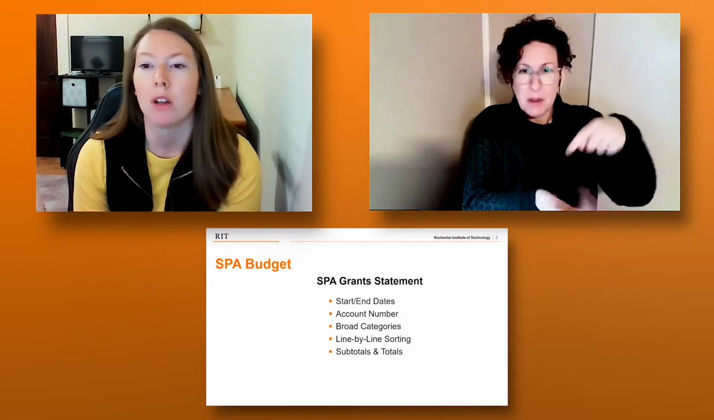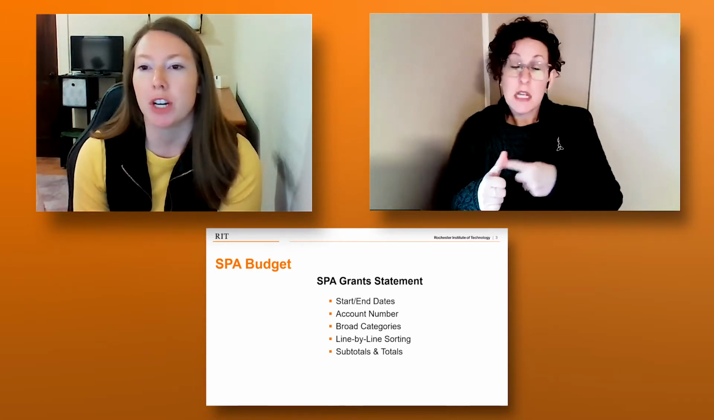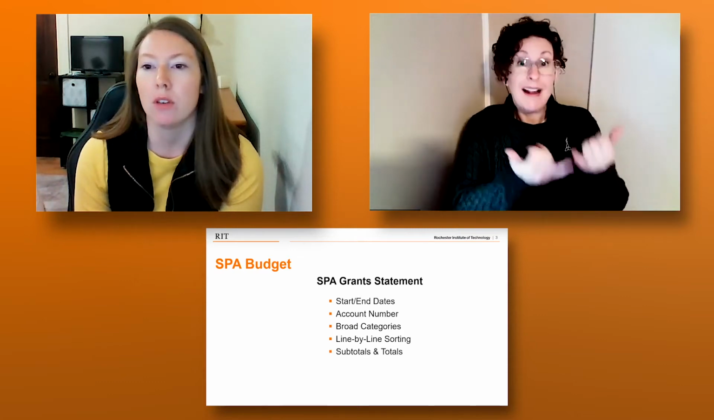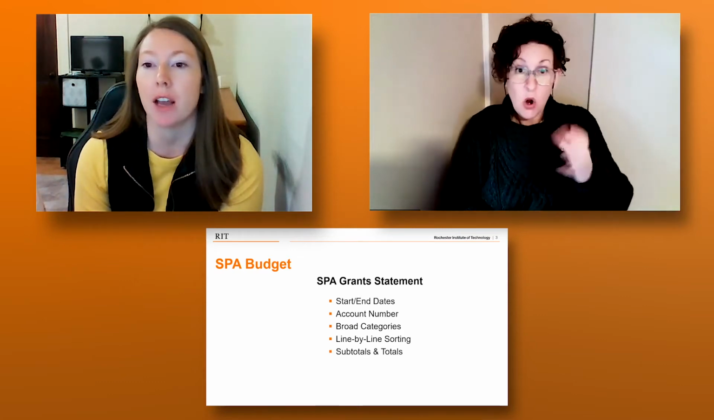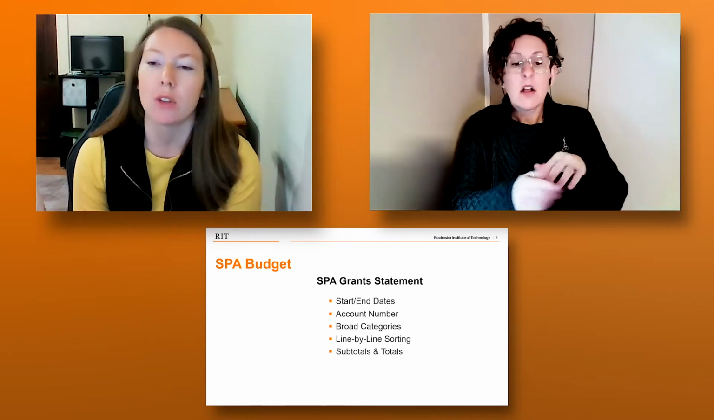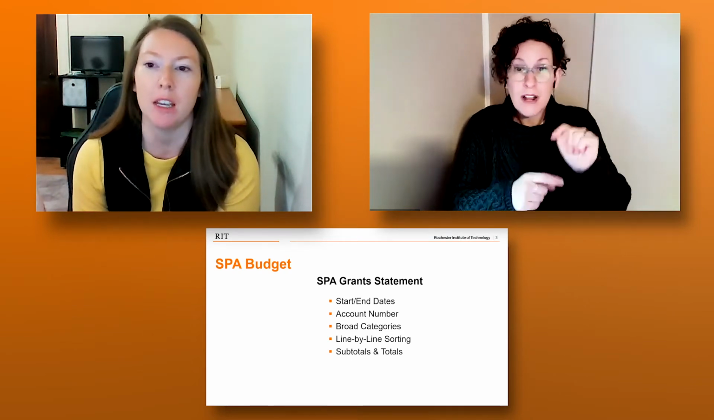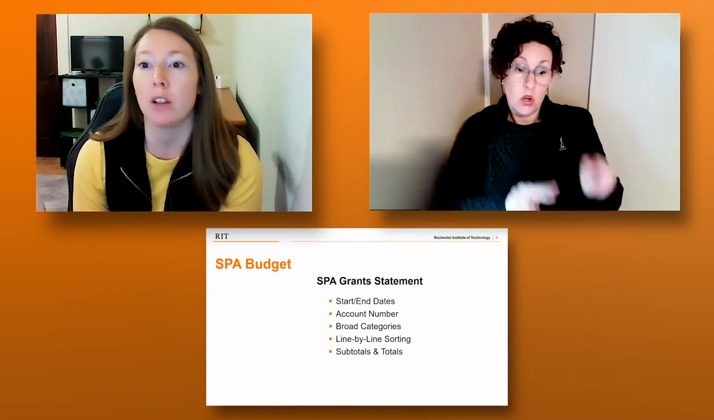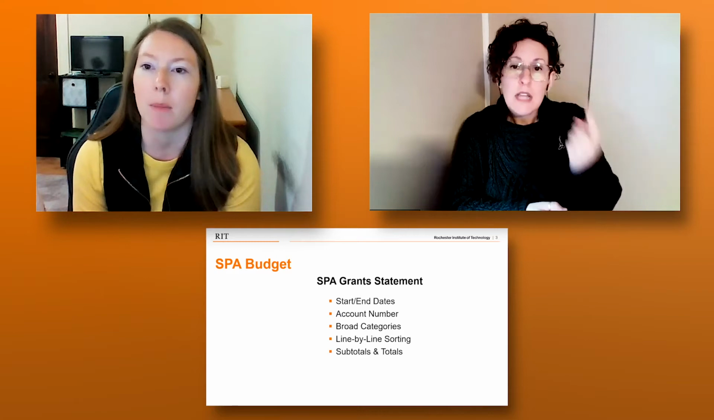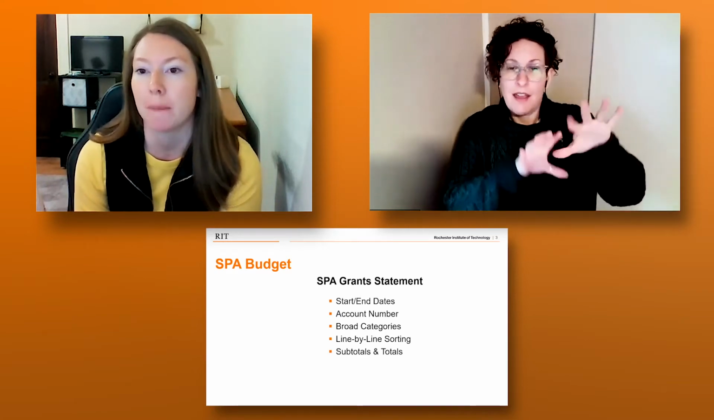For example, if you had originally budgeted for student wages, but now you ended up actually hiring a co-op or a student who's on federal work study, those get charged to the grant a little bit differently. So in that case, you would just want to look at your subtotal line for students on the grant statement to get an idea of how much you have left in your student budget.